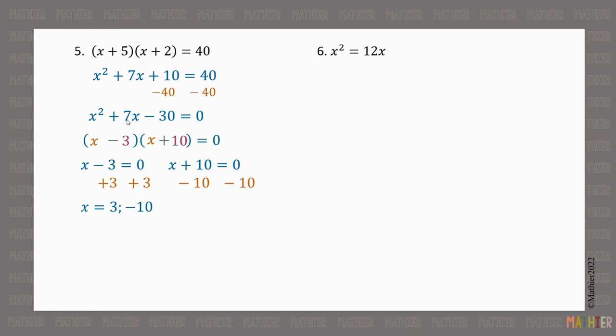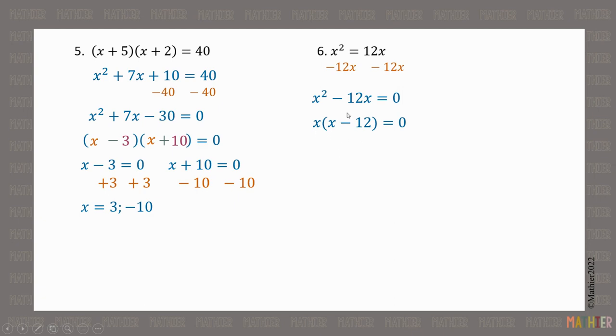Number 6, we want our x squared and our x term to be on the left. So I'm going to subtract 12x from both sides. So we're getting x squared minus 12x equals 0. So we only have 2 terms. So if there's only 2, ask yourself, is it the difference of squares? In this case, it is not. But we can just factor out a greatest common factor. So x squared and x both have an x. So if I factor that out, I get x times x minus 12.